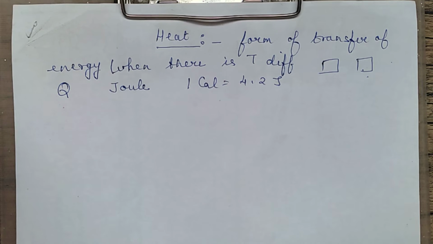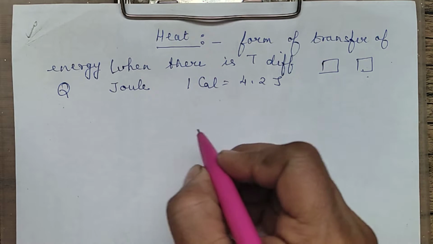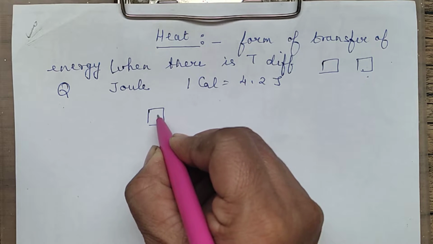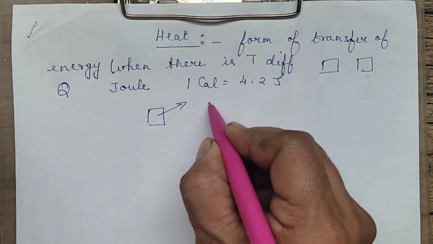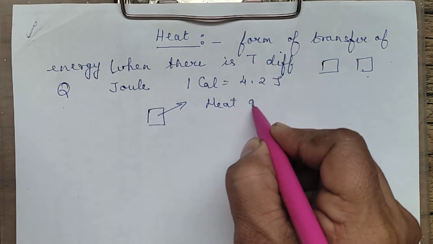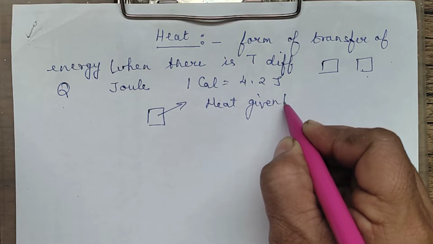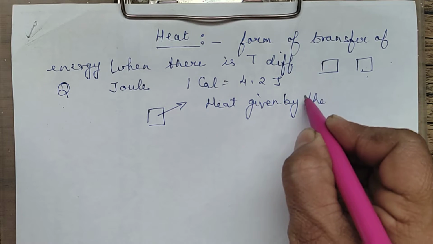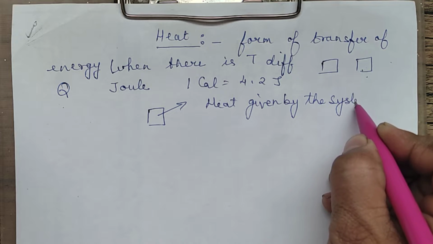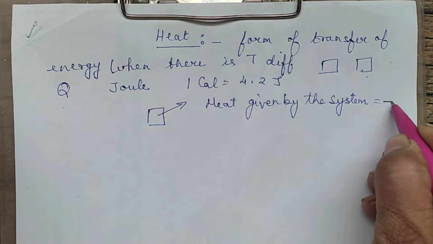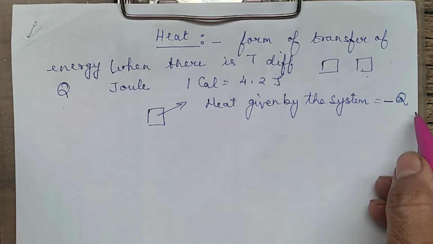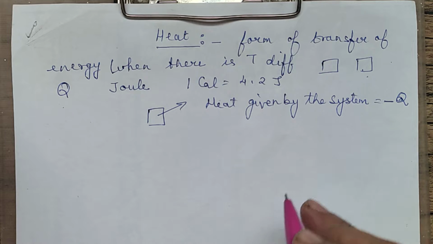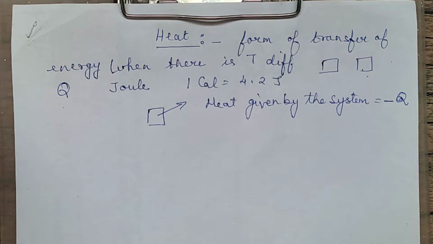Okay. Now suppose we talk in terms of a system. You have some system and the system is giving out heat. If it is giving out heat, we will write down heat given by the system. Heat given by the system, we always write with negative sign, that is minus Q. Heat given by the system is minus, that is exothermic. This is the thing which we are taking in chemistry. In chemistry we talk about system losing heat.